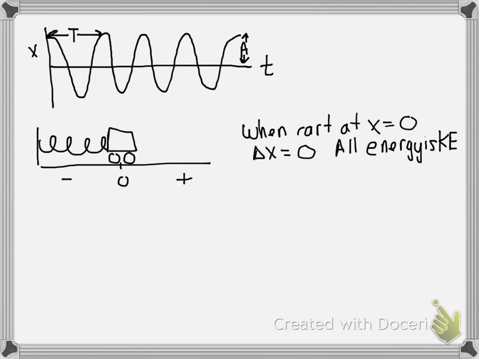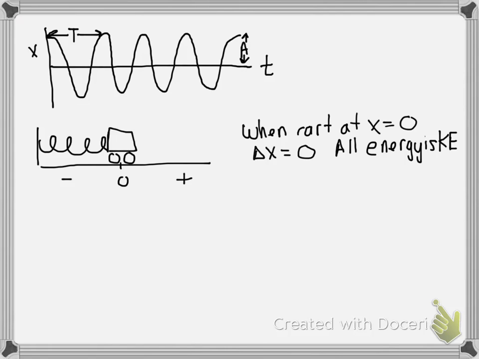When the cart briefly passes through 0 position, delta x is 0. All of the energy that you gave it at the beginning, when you pulled it back and let it go for it to oscillate back and forth, all of that energy has been transformed into kinetic energy. It is moving the fastest that it is ever going to move at that position.